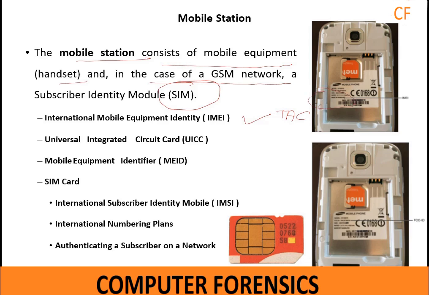shown in the diagram. A Universal Integrated Circuit Card, UICC, is used to uniquely identify a subscriber on a GSM or UMTS network. With a GSM network, the smart card is a SIM. With a UMTS network, the smart card is a Universal Subscriber Identity Module, USIM. Mobile Equipment Identifier, MEID, is an internationally unique number that identifies a CDMA handset mobile equipment.